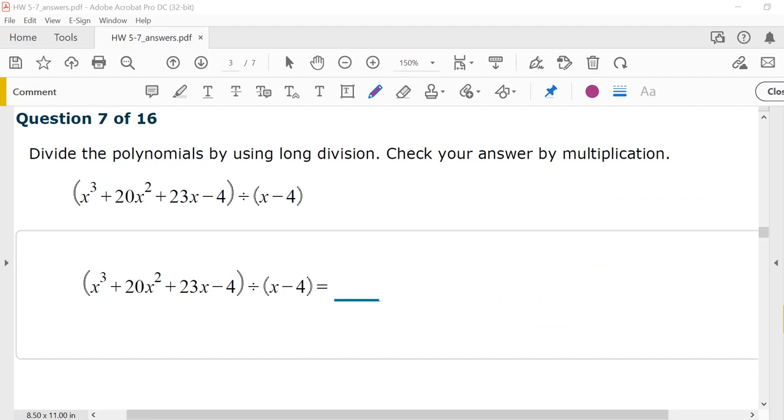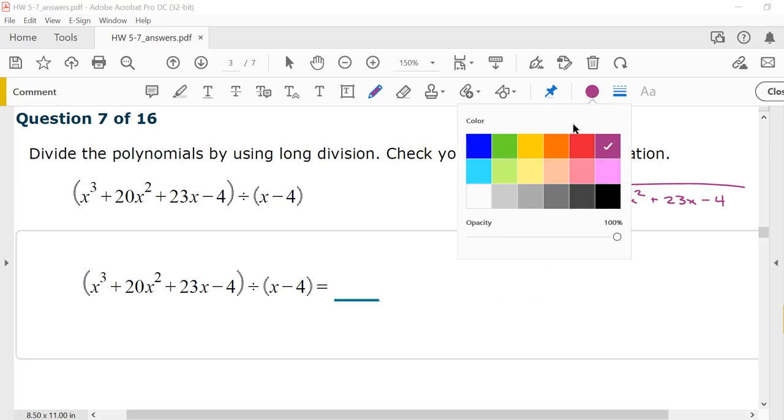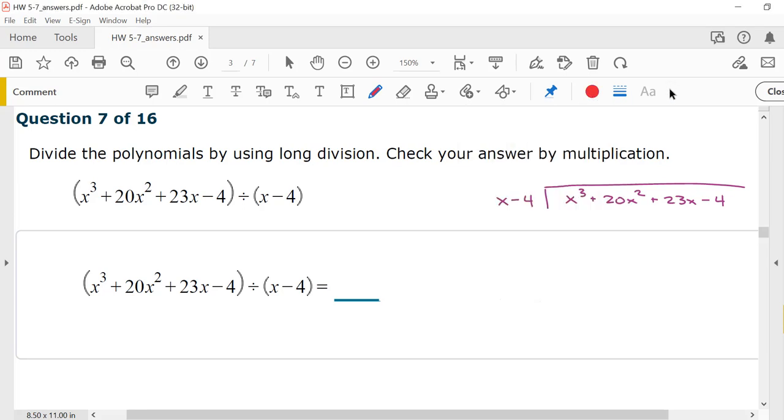Question 7. Divide the polynomials using long division. Here we go. x cubed plus 20x squared plus 23x minus 4 divided by x minus 4. Okay, x times x squared would give me x cubed. So I'm going to multiply x squared times x minus 4. And on the last problem, I told you to go ahead and put the minus out here, so you can just write it down and then do the subtraction.